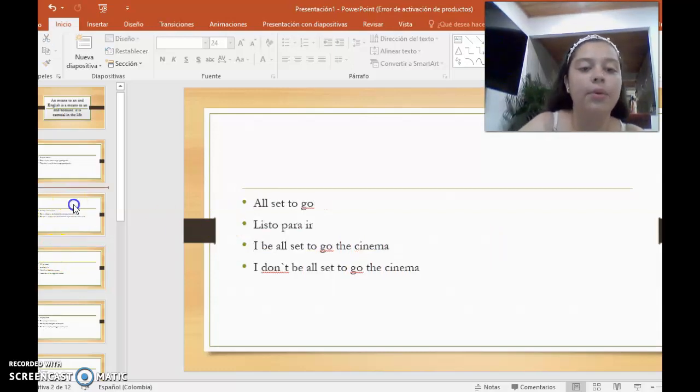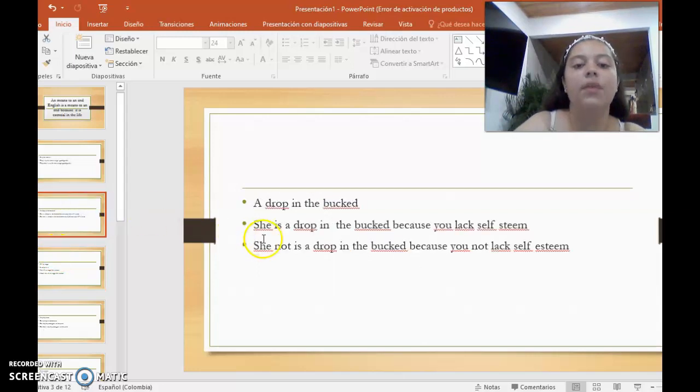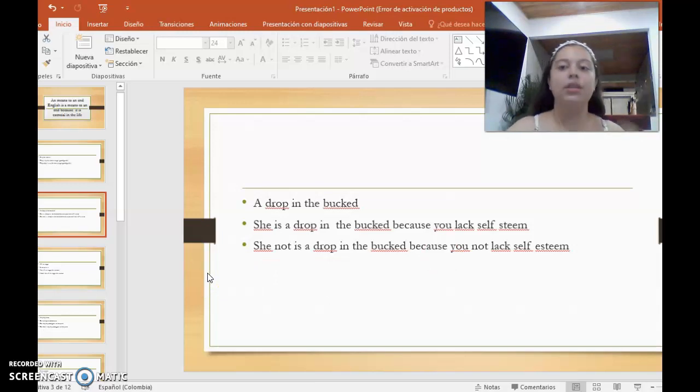The next example is "a drop in the bucket." She is a drop in the bucket because you lack self-esteem. She is not a drop in the bucket because you do not lack self-esteem. She is a great example because it is the third person.